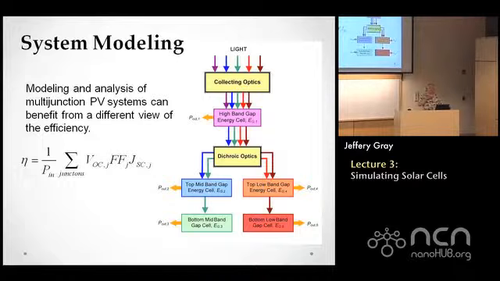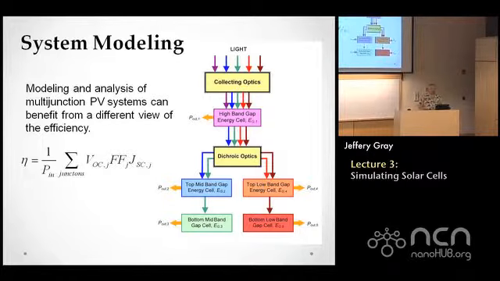We're actually looking at a 4 or 5 junction system. You can see one of the conceptions of that system shown here. So you have light coming in of all different colors, and some kind of collecting optics here, and it may be concentrating it as well.